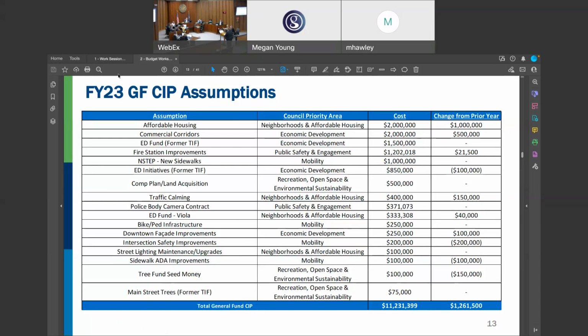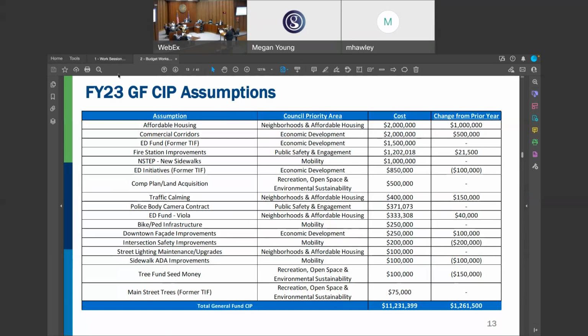Downtown facade improvements is increased by $100,000 due to the popularity of the current year's pilot program. So that'll be new funding available for projects next year. And what bucket does that come out of? This is all general fund that we're talking about right now. Sidewalk ADA improvements is decreased by 100,000 due to the large number of sidewalk projects in progress that will address most of the significant issues.